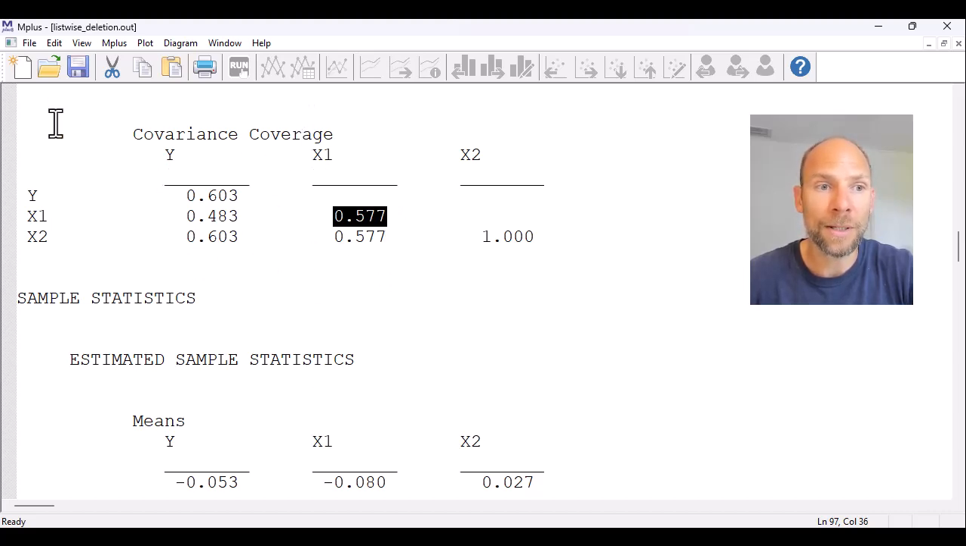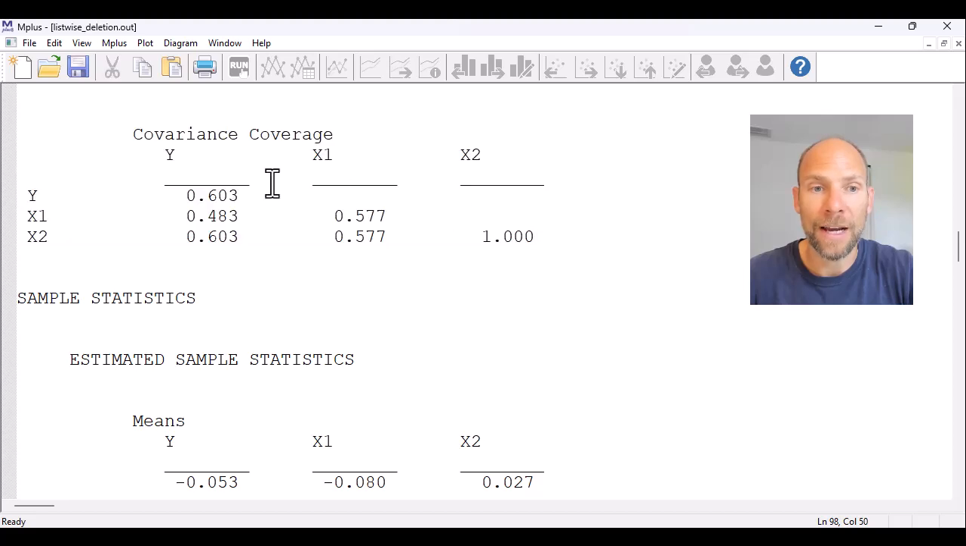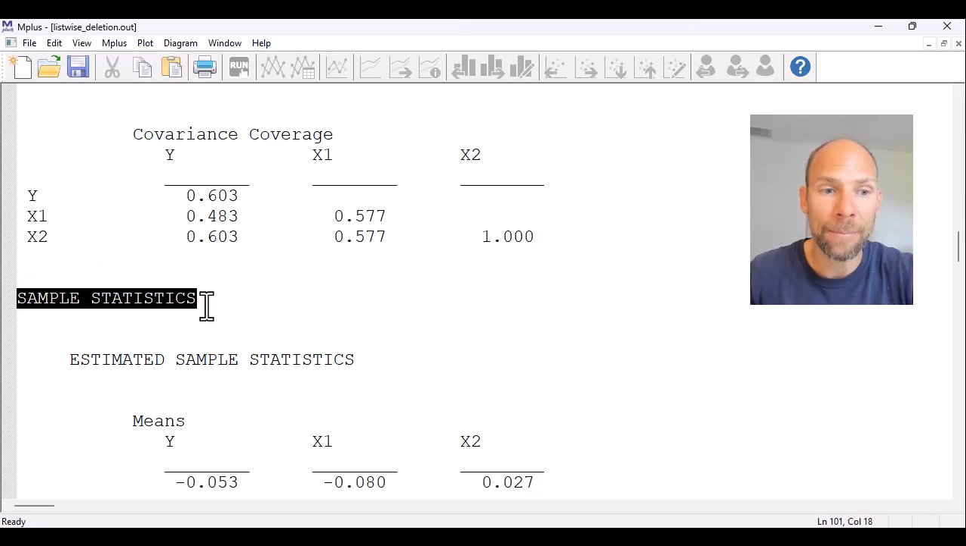Of importance, this isn't the covariance matrix. This is the covariance coverage matrix, which means those are proportions that show us what proportion of cases provided information for those variances in the diagonal and the covariances off diagonal. The actual estimated covariance matrix appears below under sample statistics.